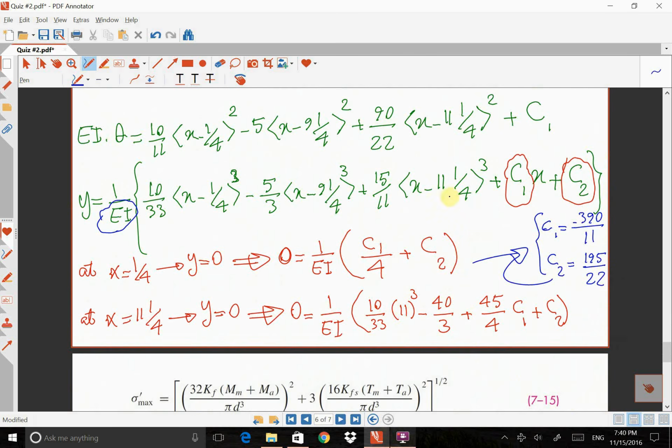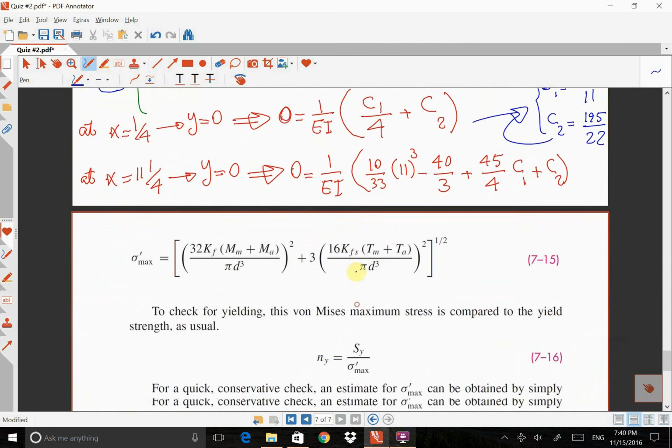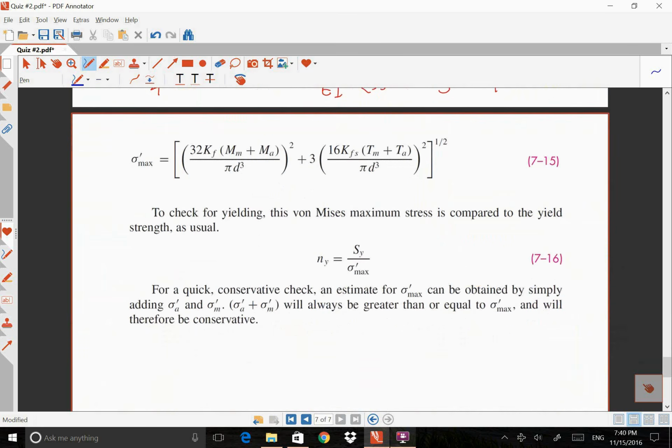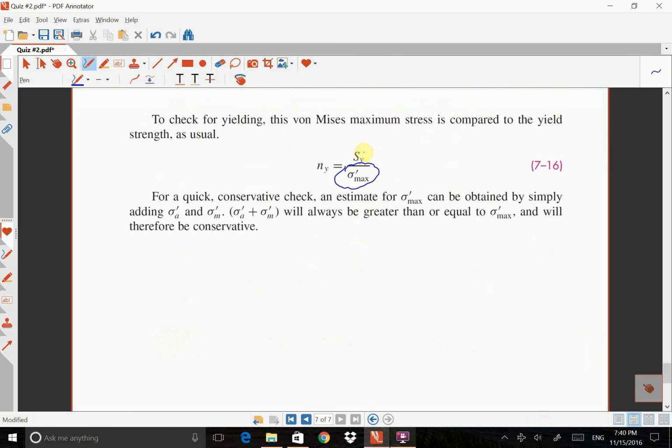And finally, the bonus part of this question asks to check for the yielding. Whenever you want to check for the yielding, these are questions 15 and 16 from chapter 7 of Shigley's book that I brought here. We need to find the maximum von Mises stress, this one. And the equation for that is this. If you want to check for the yielding, we know Sy from the question. In this question, Sy is given to us, and Sy is 135 kpsi.